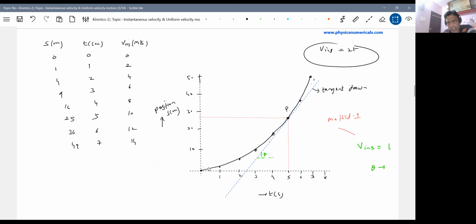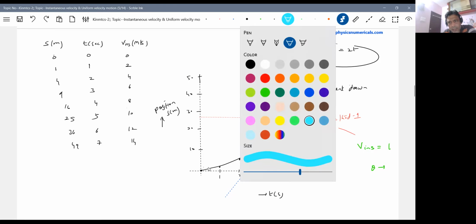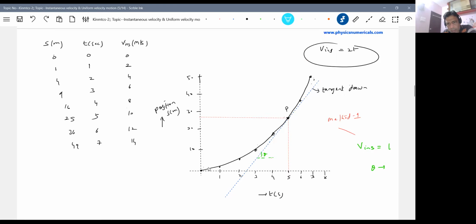Okay, we have everything here, no? What is the interval of time? Let me pick up an interval of time: 3 to 5 seconds, or 2 to 4 seconds. Let me pick up and draw it.